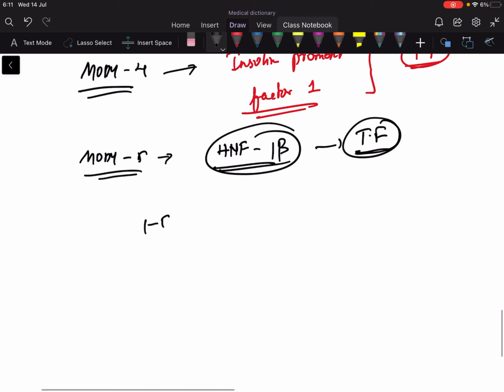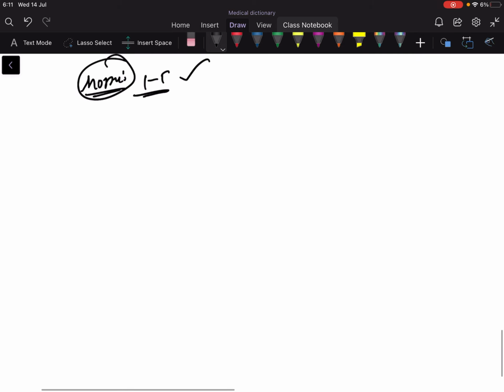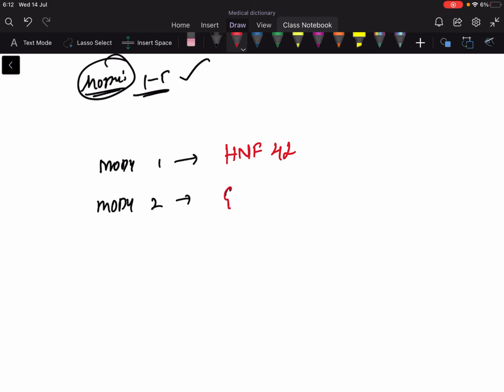MODY 1 to 5 are very important because all the questions are asked on these things. So we will talk about them once again. We will talk about MODY 1. What was the defect here? Yes, it is hepatocyte nuclear factor 4 alpha. Next, MODY 2, which was, yes, an enzyme defect, glucokinase, and this one was an enzyme defect.